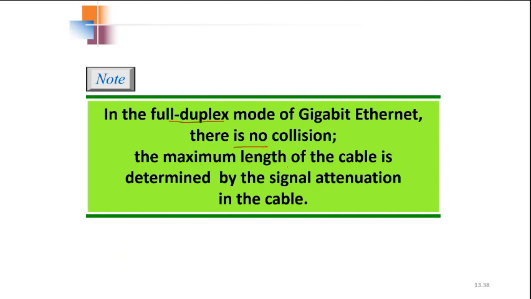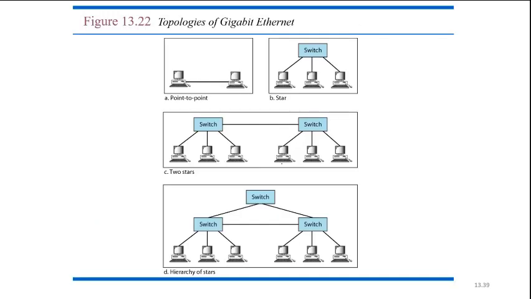The maximum length of the cable is determined by the signal attenuation in the cable. So there is no collision in the full duplex type of gigabit. What are the different topologies? It is configured in point to point, or it can be used in star topology. It can have two star topologies, or a hierarchy of star topologies for gigabit Ethernet.